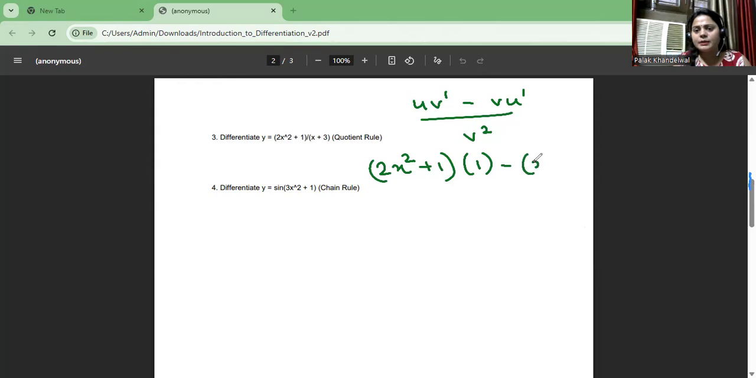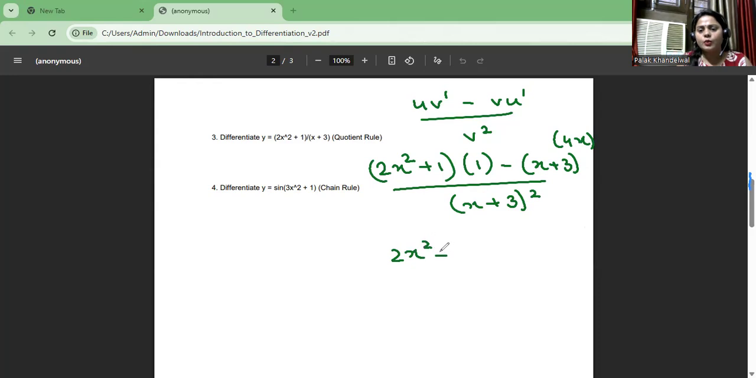Minus x plus 3 and the differentiation of u. I don't have space here, so I'm writing it here. Differentiation of 2x square is 4x and the differentiation of 1 is 0. Okay. Divided by x plus 3 square. Okay. Now just simplify it.